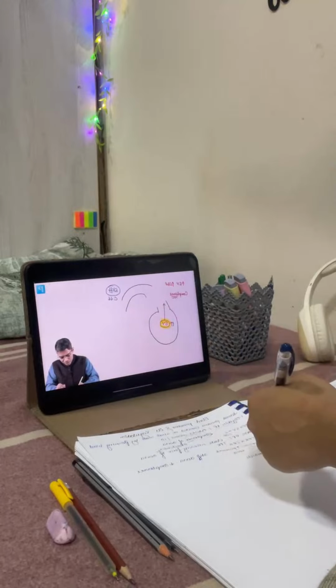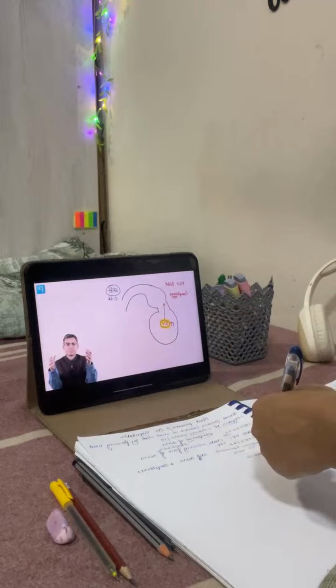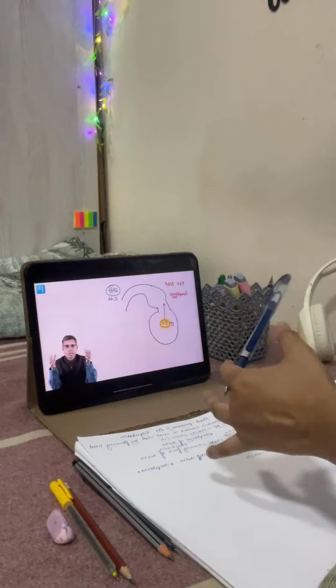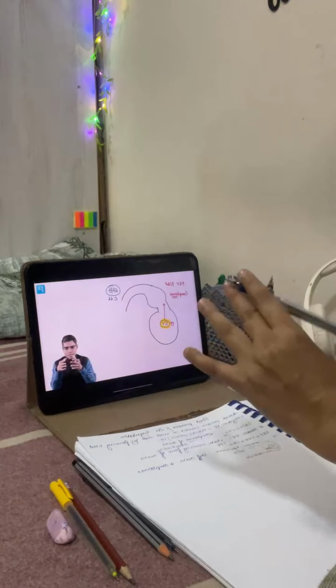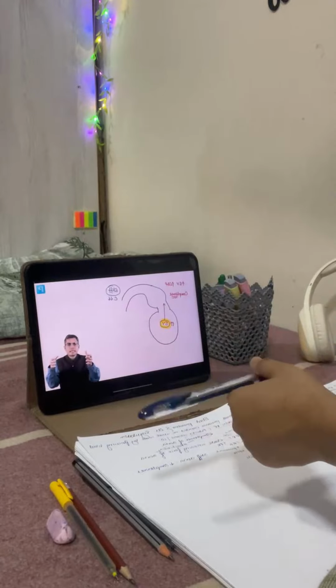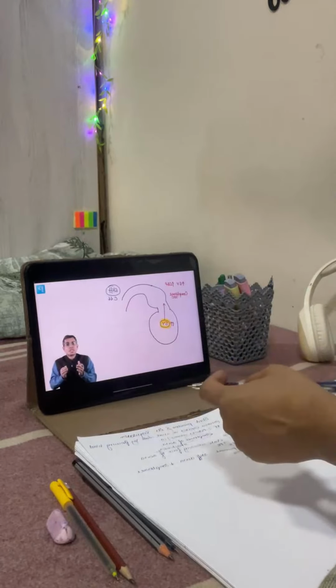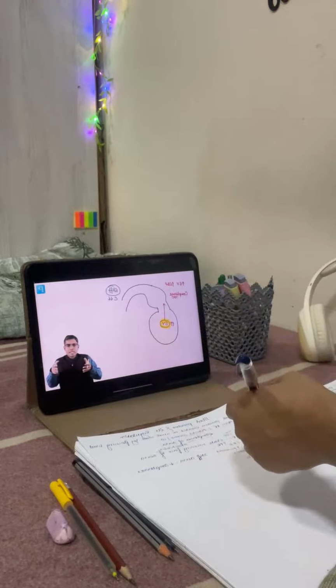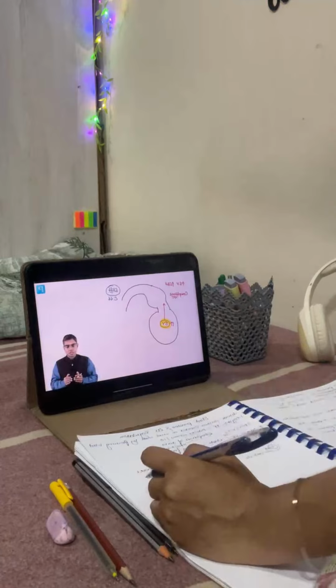There will be expansion of this arch of aorta. Now remember, more the expansion, more is the compliance, more is the stretchability. So whenever a vessel is expanding, it is absorbing the pressure. Getting my point? So expansion means it is dampening the pressure.